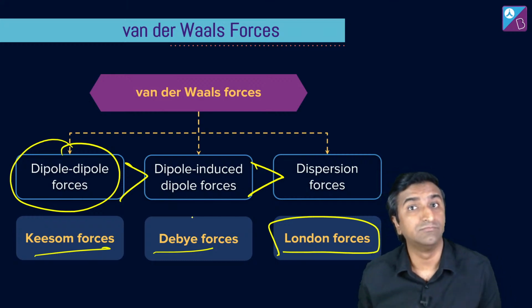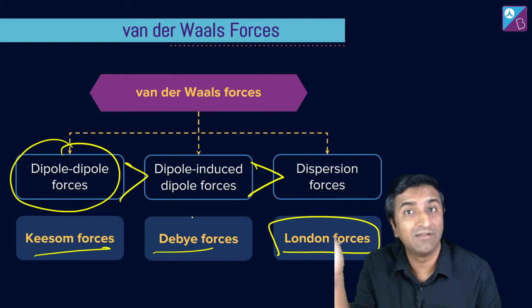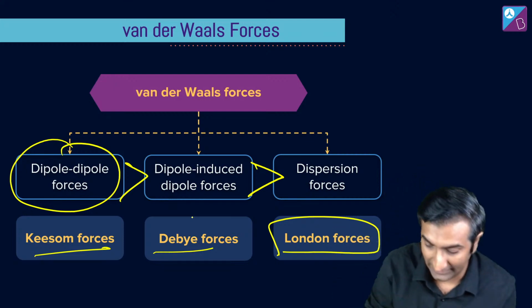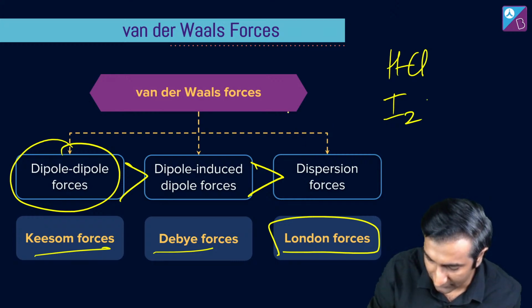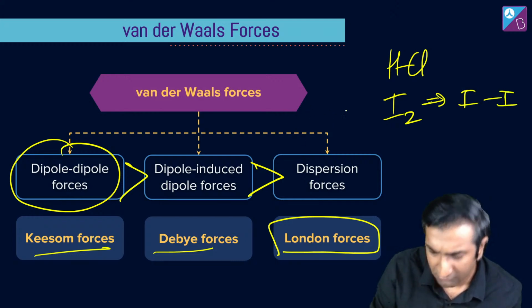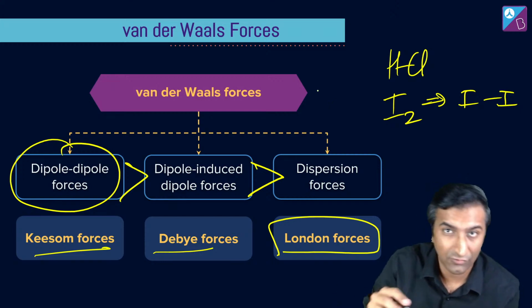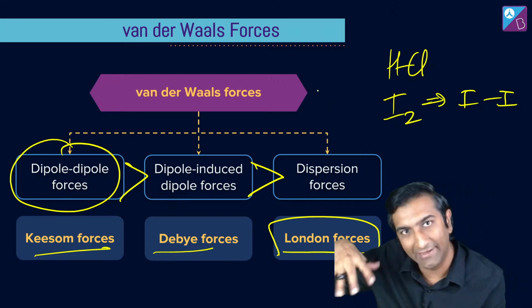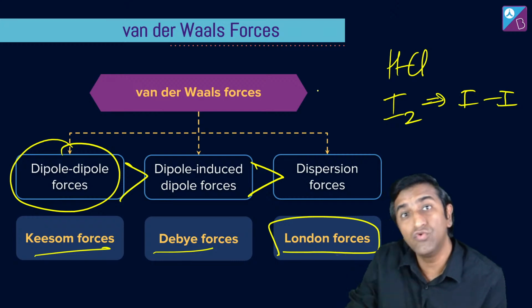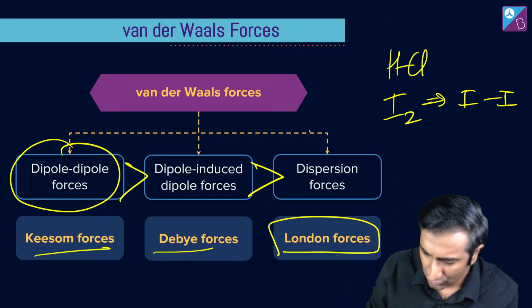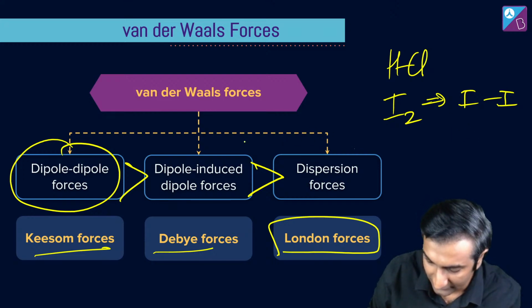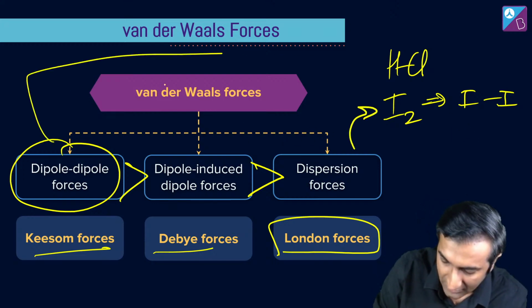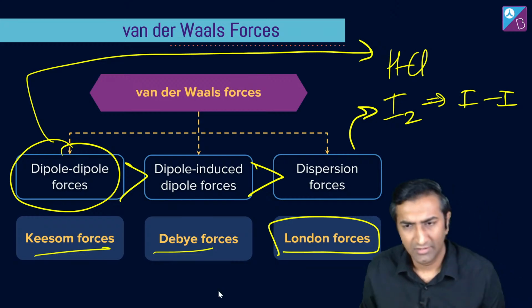Dipole means there was a dipole that existed before anything ever came. Like HCl is a molecule that always has a dipole. Whereas something like I2, which is just bonded, has no dipole that exists. But because of its size, something around it could induce a dipole. Induce means there are chances of some charge separation. This is what this is talking about. Dispersion forces would be here and dipole forces would be here.